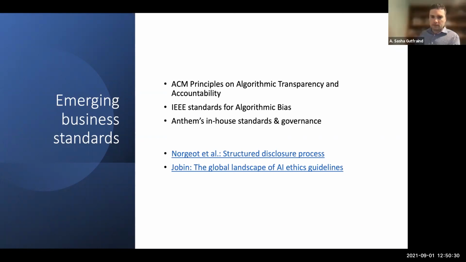Bo Norjo from Anthem actually developed a disclosure process for reporting on the performance of algorithms that goes through this analysis. So I think that's something to look at. And I think the slides are available to you after my presentation. Let's look at the next slide, please.